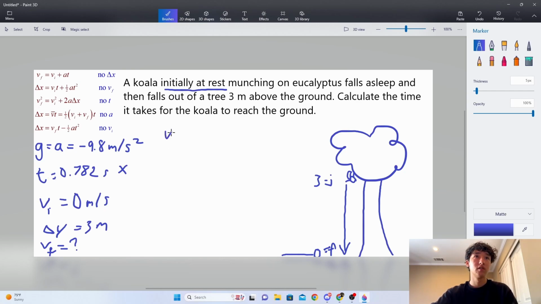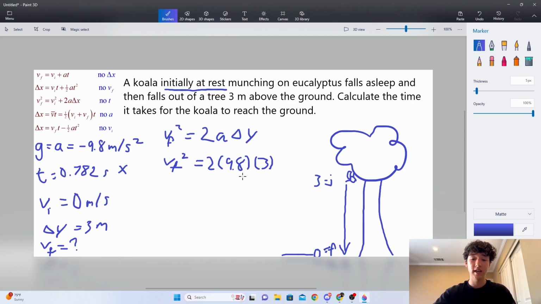So it's VF squared is equal to VI squared, which is 0. So 0 squared is just 0, so I'm not going to write it down. Just 2a change in y, right? So VF squared, we still don't know what that is because that's the thing we're looking for, is equal to 2 times our 9.8 acceleration and our 3 meters. So now this is just going to be 6 times 9.8, which ends up becoming 58.8.